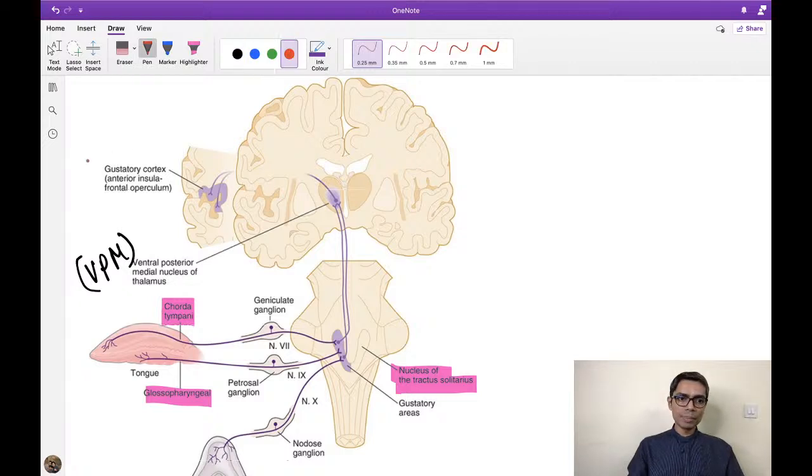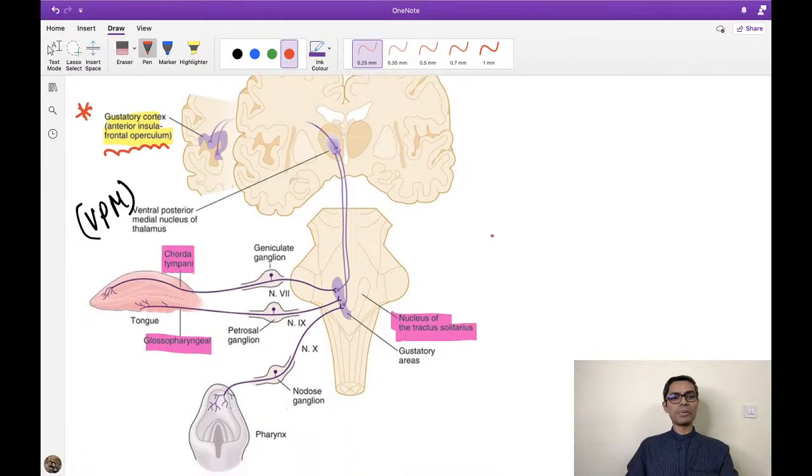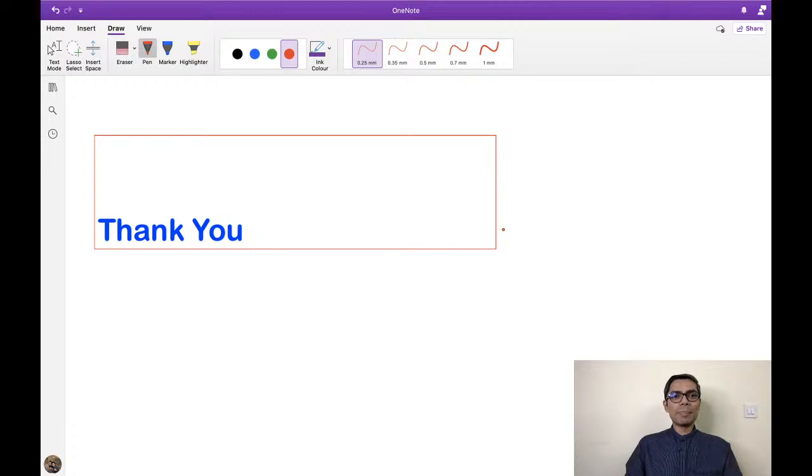One thing to remember here is that the cortical areas responsible for detection of taste sensation are two important areas: the anterior insular cortex and the frontal operculum cortex. Anterior insula and frontal operculum. So these are the cortical areas responsible for perception of taste sensation. This is all about today's class, a brief discussion of smell and taste.